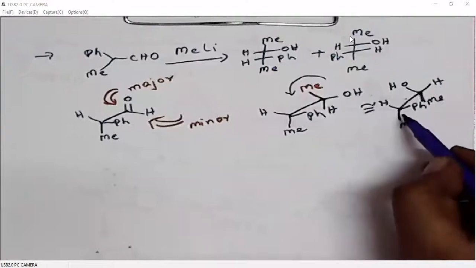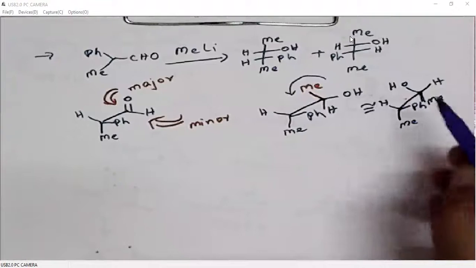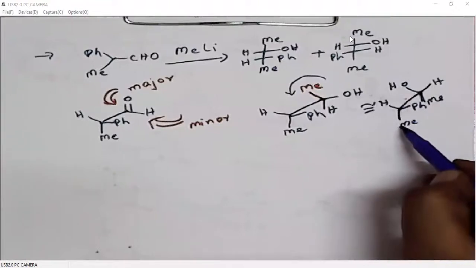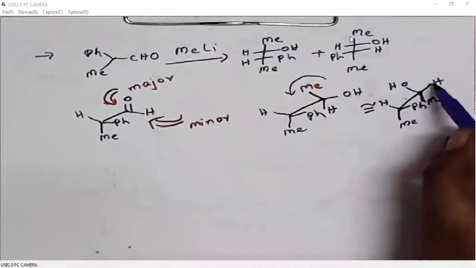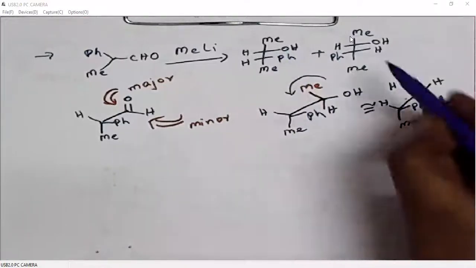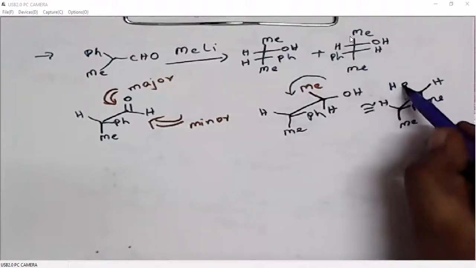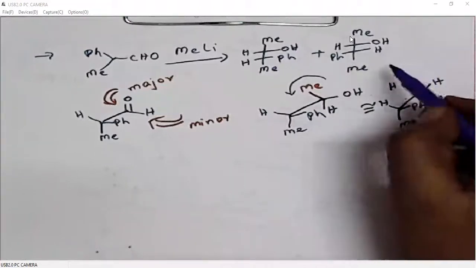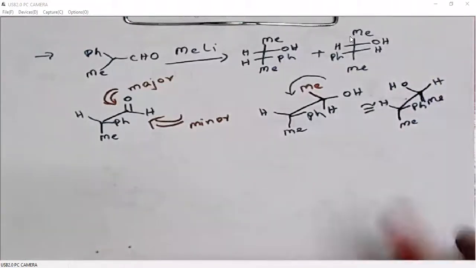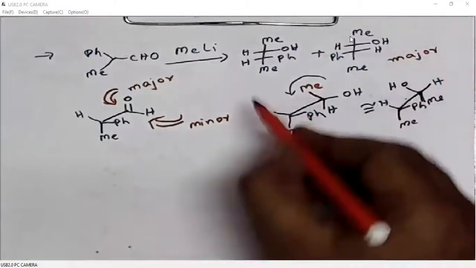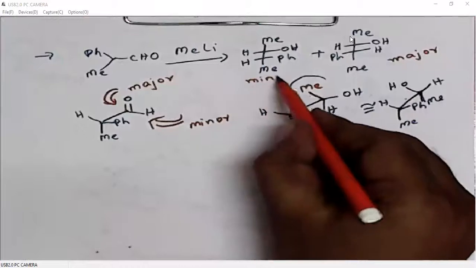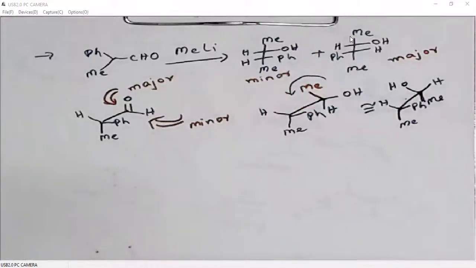Now, this we can write in the Fischer projection directly. So one methyl group, another methyl group, then OH and H are on the same side. So it means it gives the major product. Trans is the major product, and of course, cis will be the minor product.